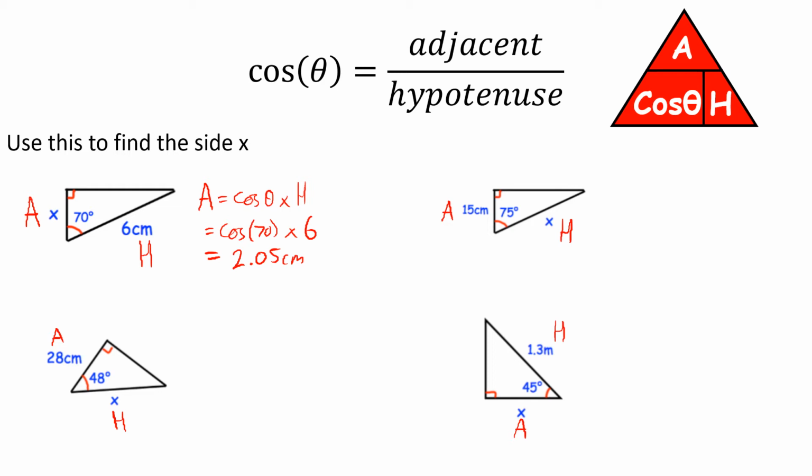Have a go at the next three, and I'll unpause in 3, 2, 1. Okay, for the next one we're finding a hypotenuse. That means we have to do adjacent divided by cos theta. So that is, let's see, we're doing x equals 15 over cos 75.